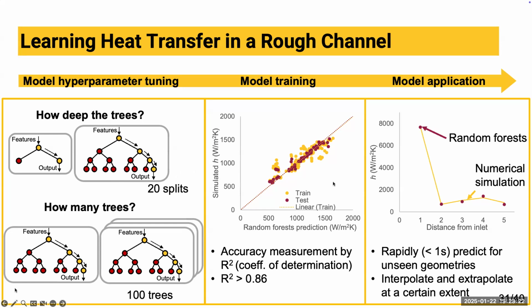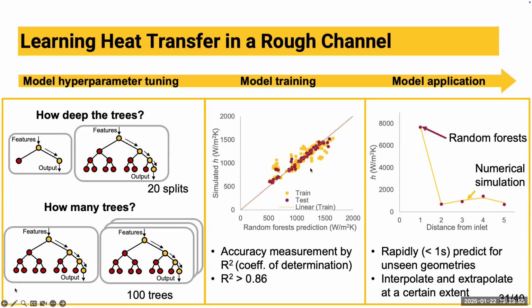And as you can see from this plot, we are comparing the random forest prediction along the x-axis versus the convection coefficient values predicted from the conventional numerical simulation model. As you can see, they compare well after a successful training. So if your training is successful, the random forest model prediction should be similar to the traditional simulation methodologies.